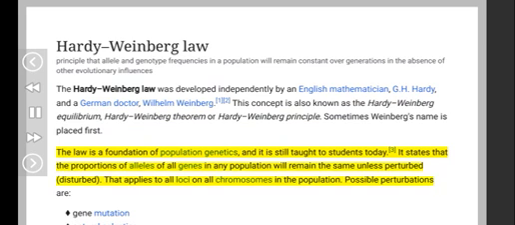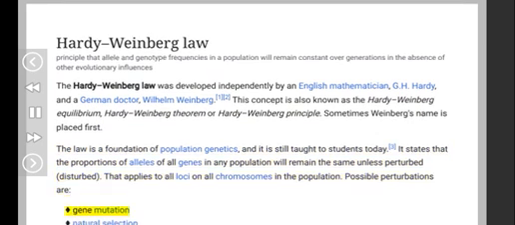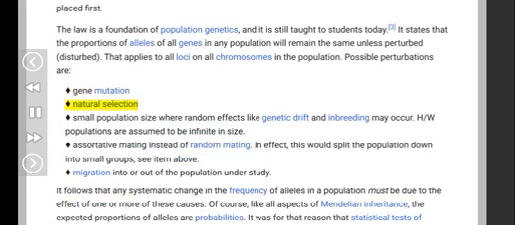It states that the proportions of alleles of all genes in any population will remain the same unless disturbed. That applies to all loci on all chromosomes in the population. Possible perturbations are: gene mutation; natural selection; small population size, where random effects like genetic drift and inbreeding may occur.